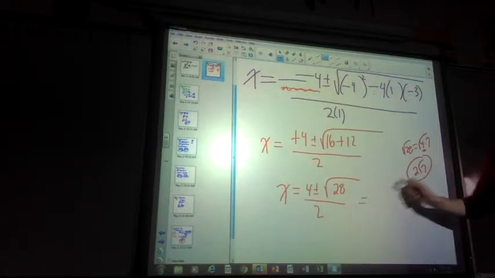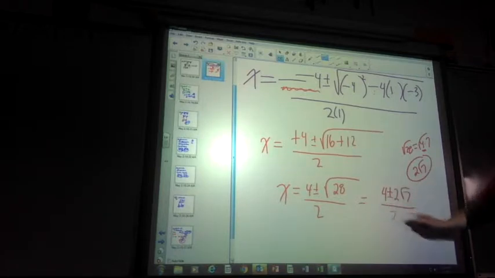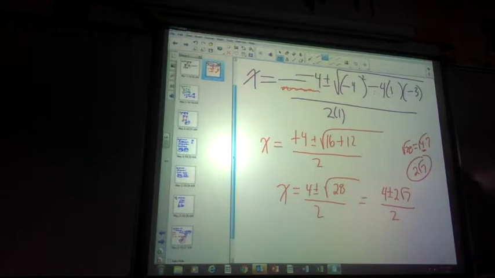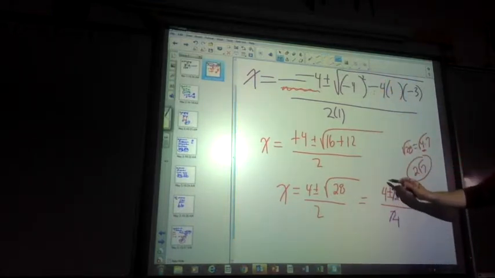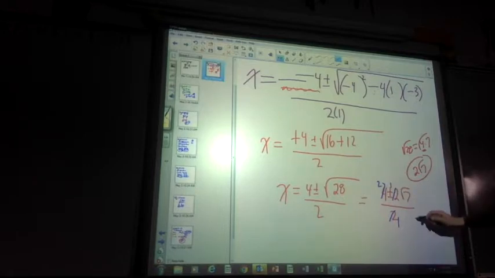So what you're going to do is replace this with the 28. So you got 4 plus or minus 2 root 7 over 2. And then it looks like I can reduce. 2 goes in everything, right? So I'm going to get 2 plus or minus square root 7. That's what x is equal to.